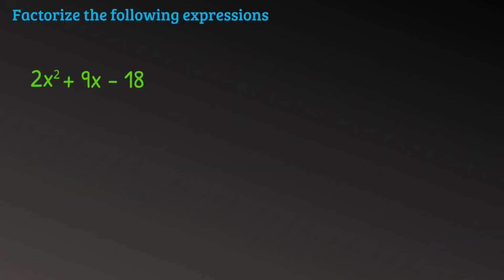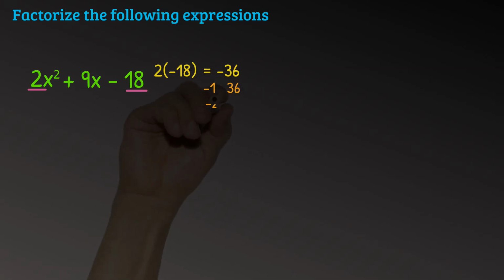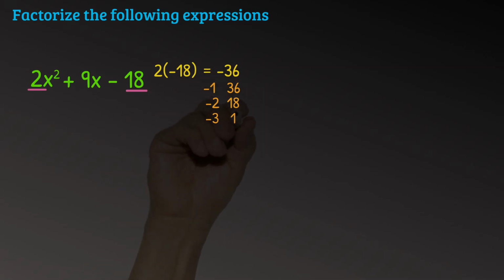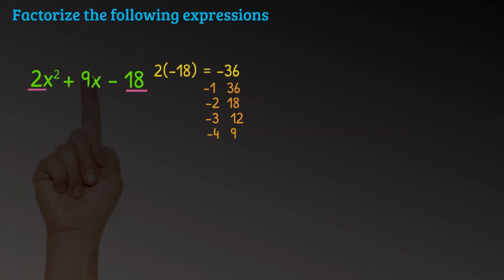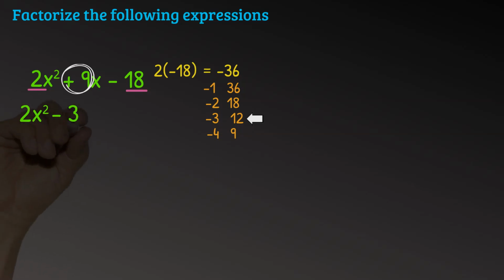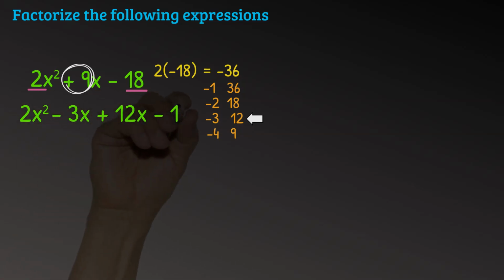In the next expression, we start by multiplying 2 by minus 18, which gives us minus 36. We can get minus 36 from multiplying minus 1 times 36, minus 2 times 18, minus 3 times 12, and minus 4 times 9. But as they also need to add up to give us a positive 9, minus 3 and 12 are the numbers we're going to use. So next we rewrite the expression and replace the plus 9x with minus 3x plus 12x.